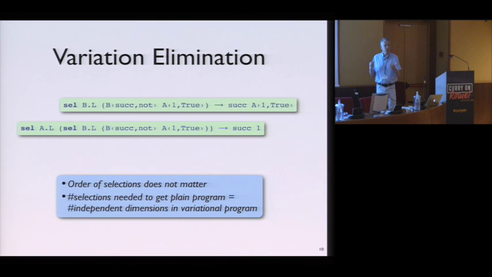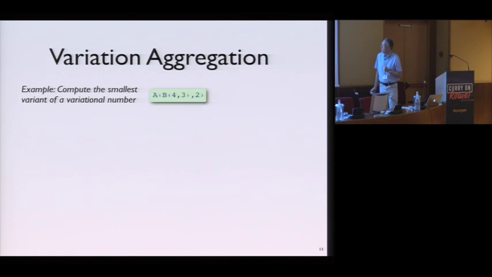And, well, the order of selections doesn't really matter. And also, it should be obvious that you need as many selectors and selections as you have independent dimensions in your variational program. Okay. So now, more generally, what we want to do is eliminate variation.